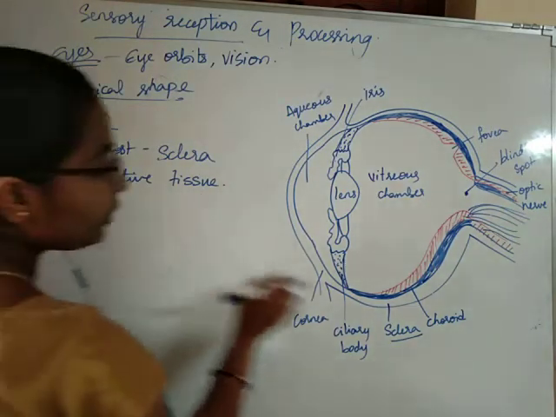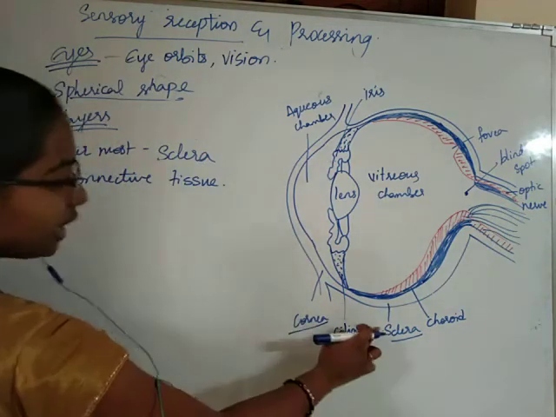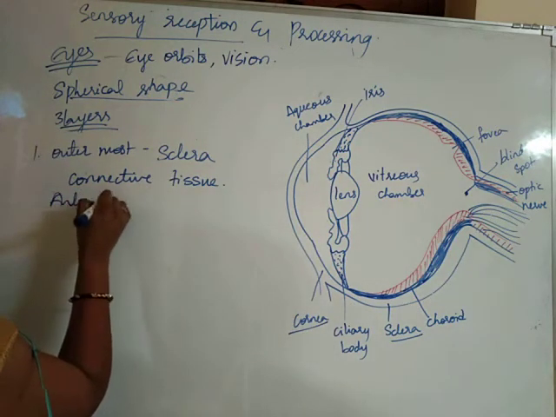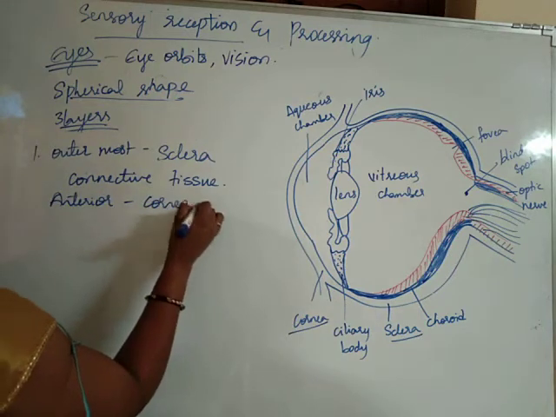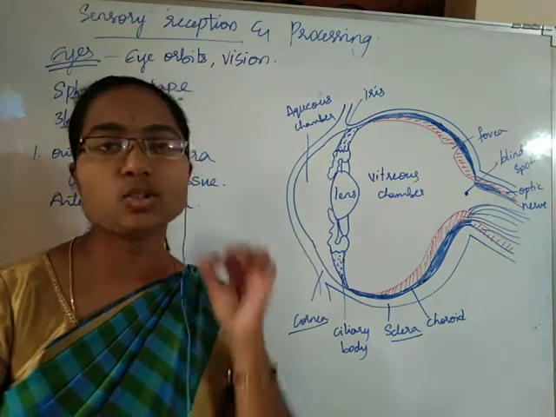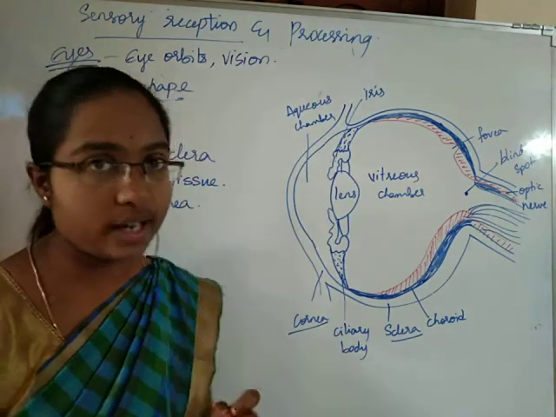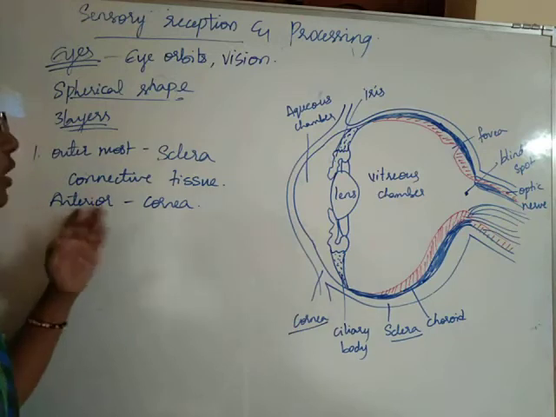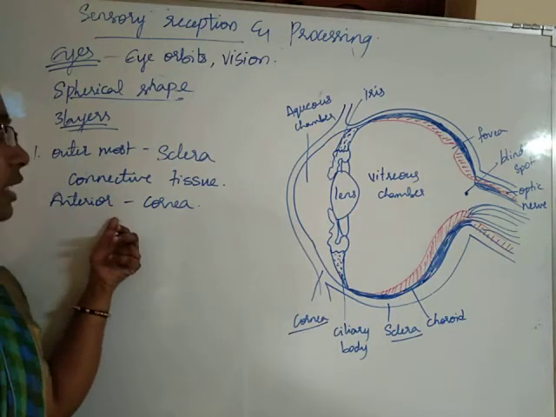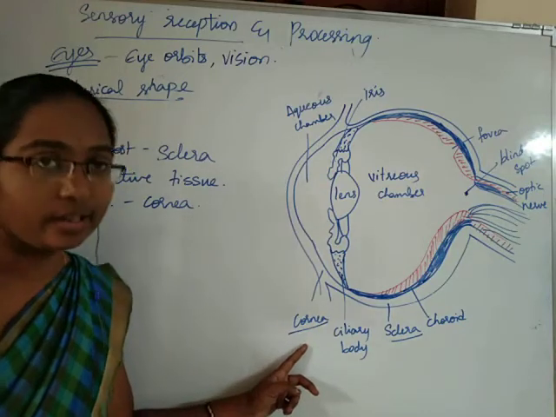And you can observe that sclera on the anterior side is called as cornea. This cornea is nothing but the white part of our eyes, whatever we see is cornea only, okay. This is the outermost layer of the eye. It is sclera consisting of connective tissue. Anterior part of the sclera is called as cornea, okay.